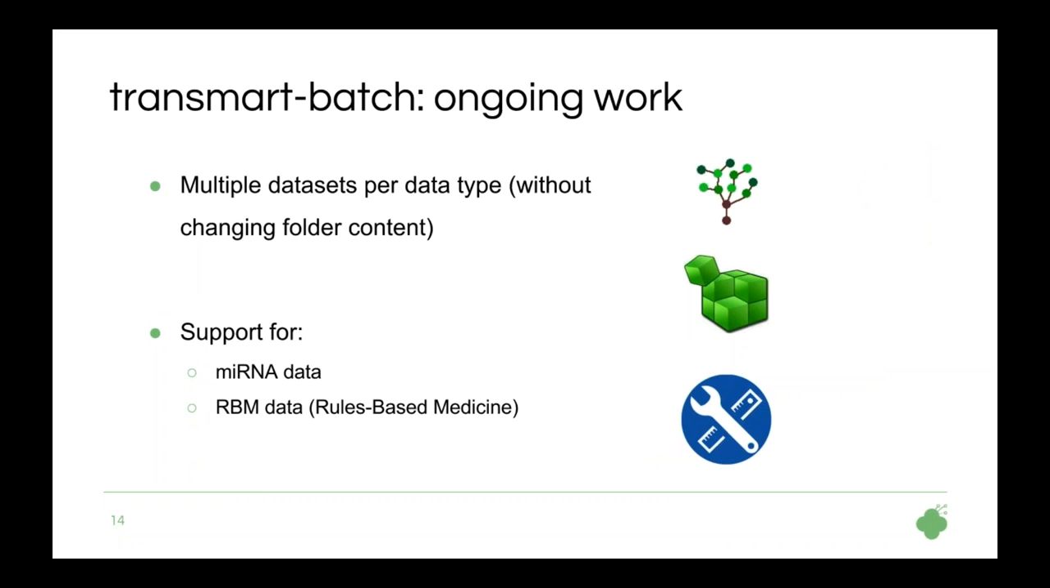Ongoing work in tranSMART Batch is the ability to upload multiple data sets per data type. Some of you are familiar with loading data. I know this is also partially supported in the TM data loader, but with Kettle ETL, once you have a second set of gene expression data, you need to change the folder content. But we'll make sure that for tranSMART Batch, you can upload multiple data sets per data type without changing folder content, folder names, etc. And we're working on mRNA data upload and RBM data.